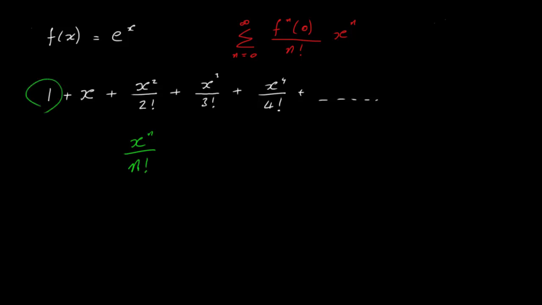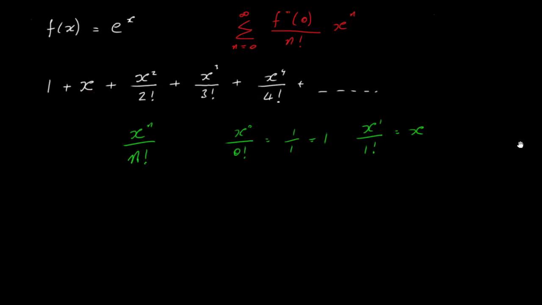If we take our first term here, for example, n was 0, so x to the power of 0 over 0 factorial. So x to the power of 0 is 1, 0 factorial is 1, so it's 1 over 1, which is 1. So that'll give us our first term. If n is equal to 1, we'll get x to the power of 1 over 1 factorial, so that'll just give us x, that's our second term, and so on.